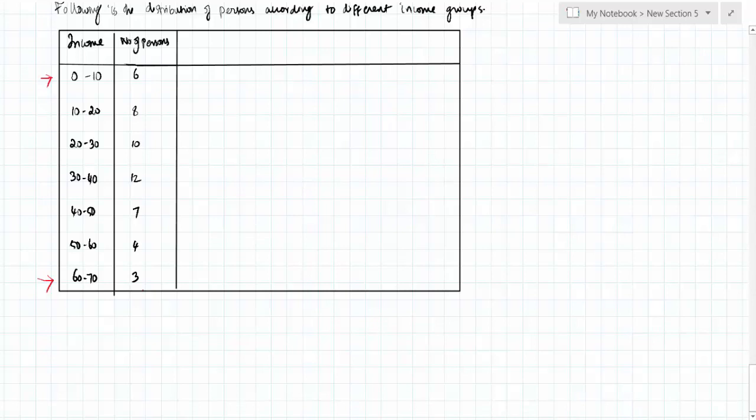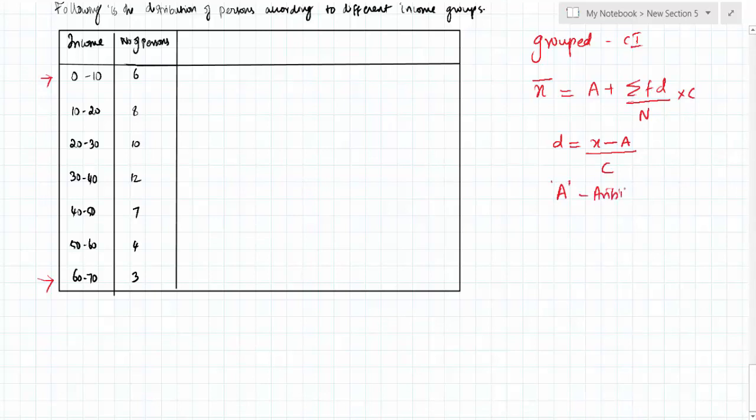Now this is a case where you have information in a grouped form, with class intervals. Then in such a case, if you want to find the mean, that is your x bar, you have to use the formula, that is A plus summation of fd divided by n, into c. So you have to define what is d. D is nothing but x minus a divided by c. So what is a? A is an arbitrary number.